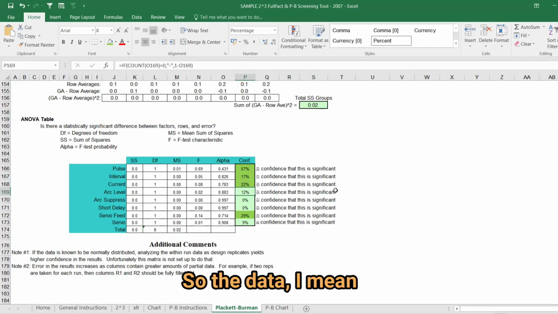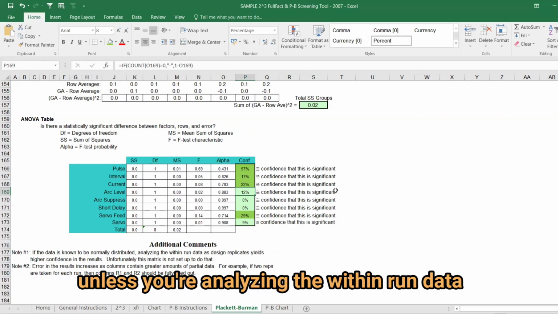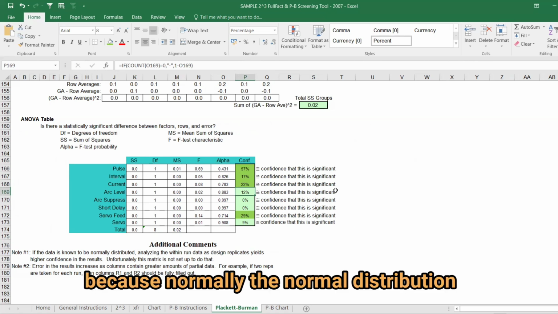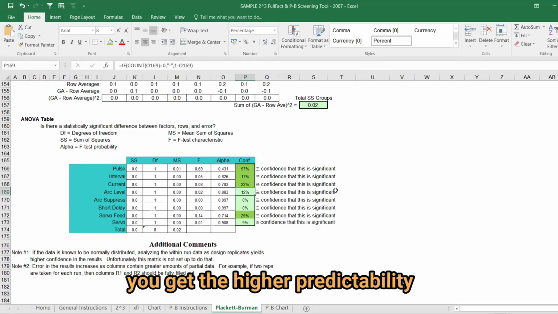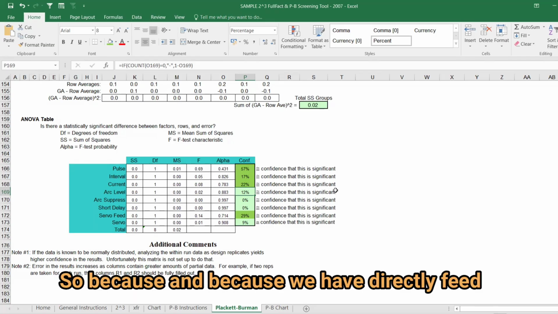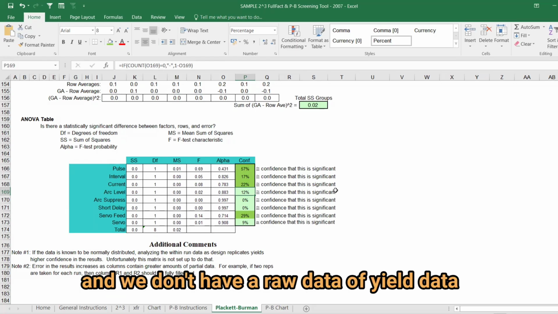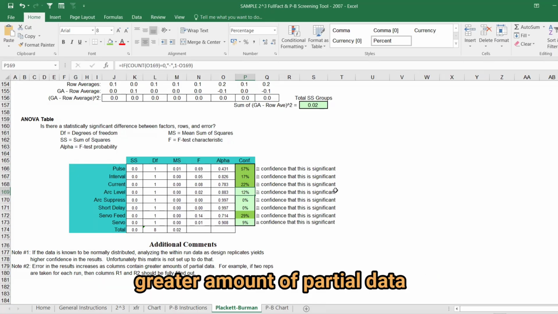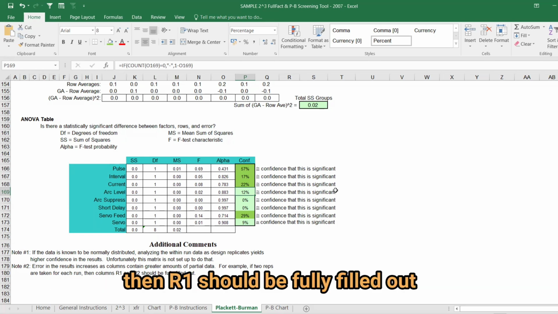Normal distribution is very important, and if the data is known to be normally distributed, analyzing the within-run data, design replicates, yields higher confidence. Because the data is normally distributed, you get higher predictability. This matrix does not conform to normality, right? Because we have directly fed the minus and plus values, and we don't have raw data of yield or any variable data. Error in the result increases in the column with a greater amount of partial data. For example, if two replicates are taken for each run, then R1 and R2 should be fully filled out.